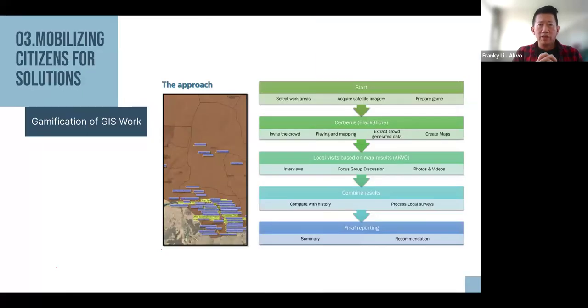And so the process goes like this. Essentially, the mapping tool is a game. The tool is set up beforehand, it's already loaded with satellite imagery. It's already been decided which are the work areas. After that's all ready to go, it's loaded up as a possible game which anyone can get involved in.